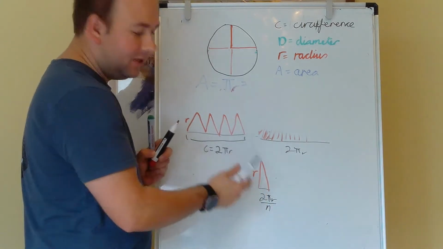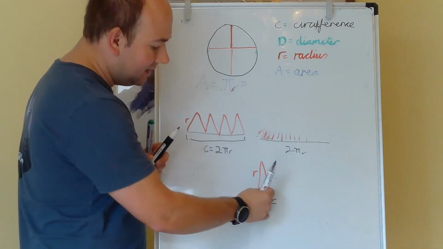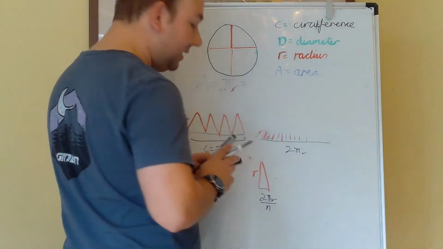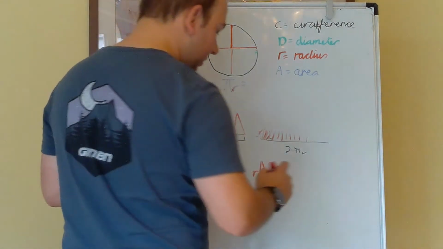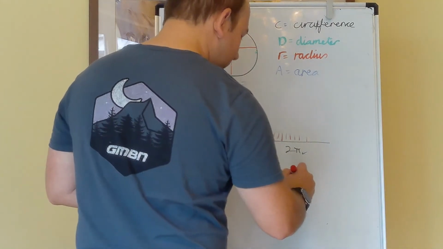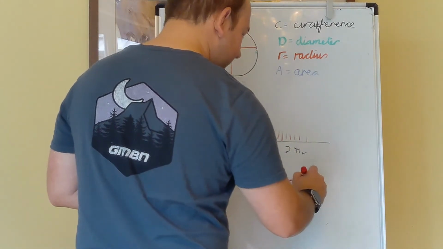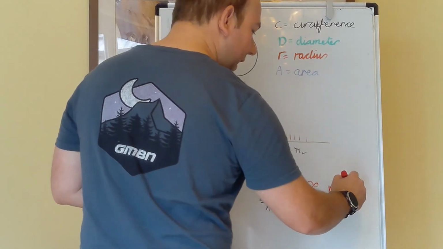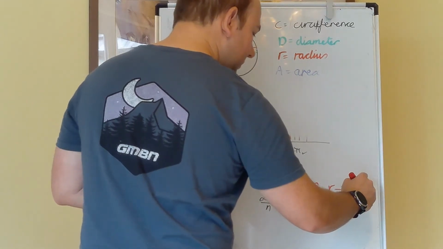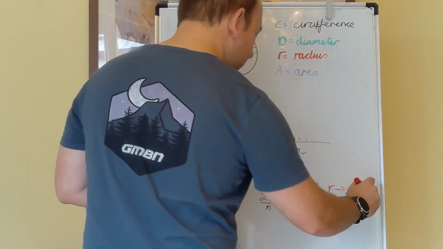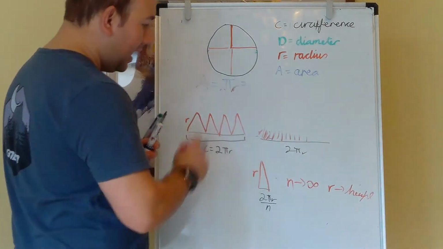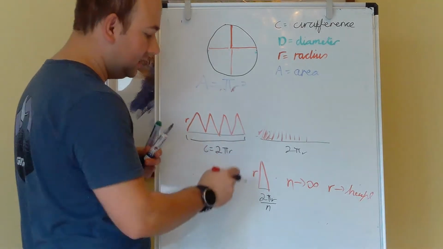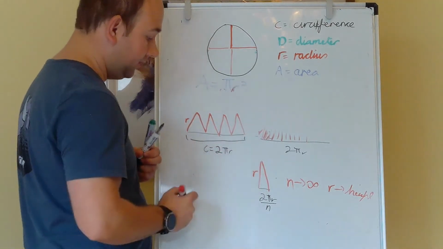If n is sufficiently big that this distance across the bottom is very small, r tends towards the height. So if n tends to infinity, r will tend towards the height. And now we can actually calculate the area of this triangle.